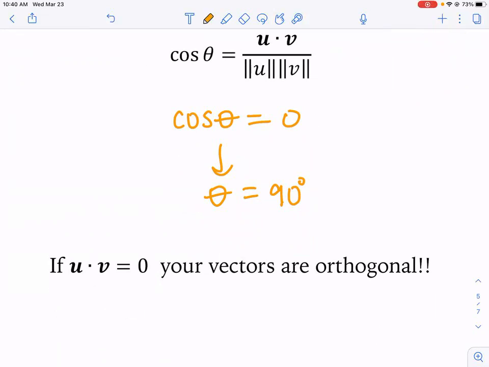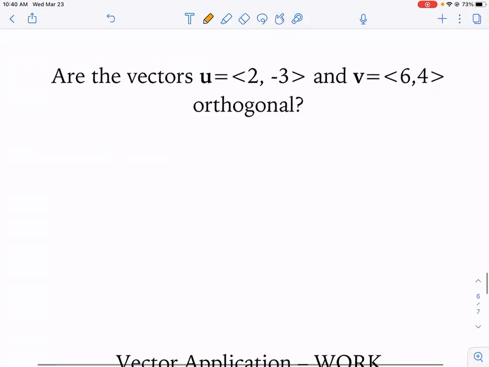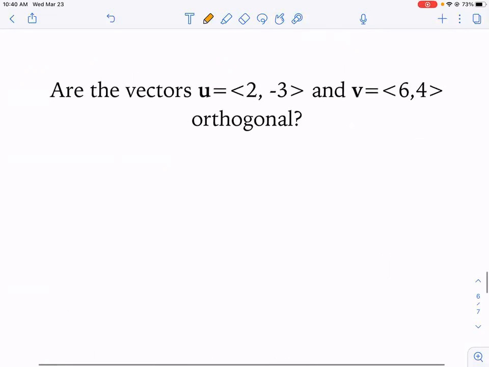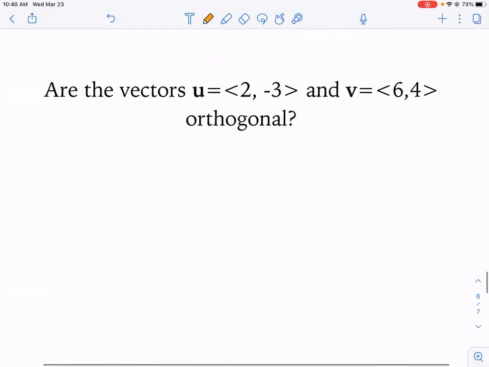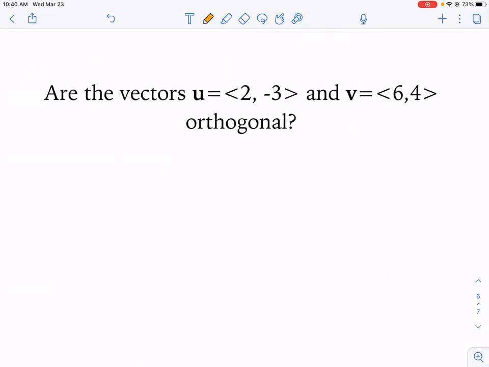If the dot product is 0, you can stop, you know your vectors are orthogonal. If the dot product is not 0, they have a different angle in between that you can find. Is there a shortcut of figuring this out without that? The dot product is your shortcut. No. The dot product is your shortcut. Okay? Makes sense.